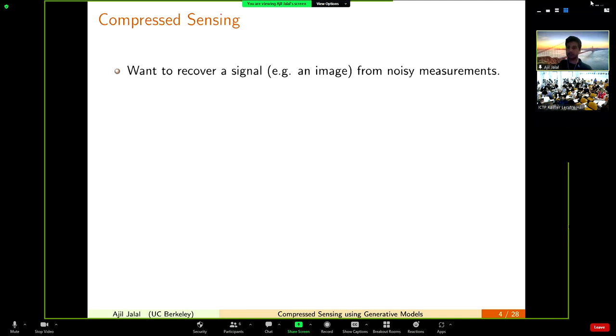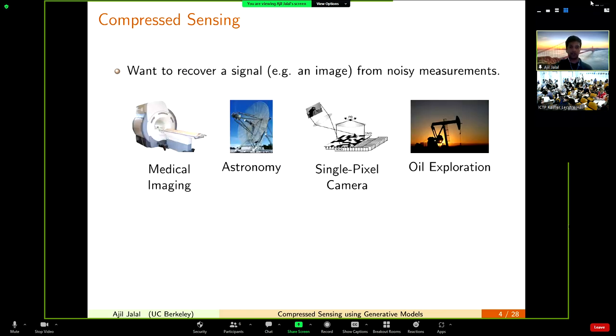So what is the problem of compressed sensing? Very simply put, if you want to recover some unknown signal, for example, an image from noisy linear measurements, then compressed sensing can be used in these sorts of applications. So for example, if you want to get a brain scan from a patient, you would put them into an MRI machine. The machine would take some readings of their brain, and using those readings, you would like to reconstruct the brain scan. And similarly, in astronomy and oil exploration, you get some measurements of an unknown signal, and you would like to reconstruct that signal from those measurements.